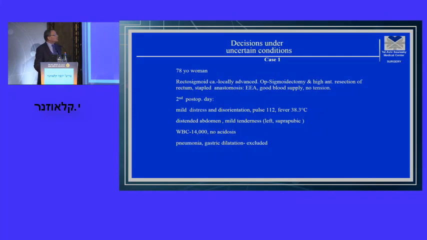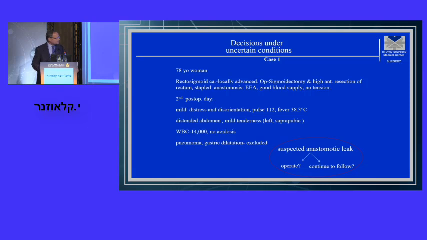It's a 78-year-old woman. She has a carcinoma of the rectosigmoid, and she underwent anterior resection of the colon with a stapled anastomosis. Everything goes very smoothly. However, on the second post-operative day, she develops distress, very mild disorientation. She's a bit tachycardic, with moderate fever. She has a distended abdomen, mild tenderness, not more than that, no overt peritoneal signs, mild leukocytosis, no acidosis. Pneumonia and gastric dilatation are excluded. The differential diagnosis is very clear.